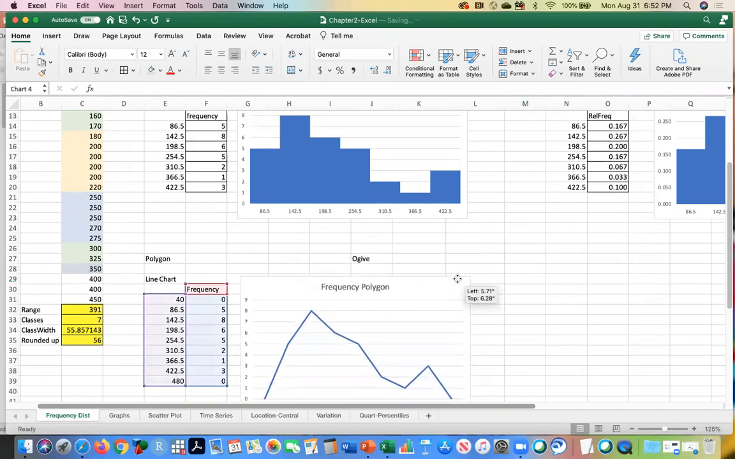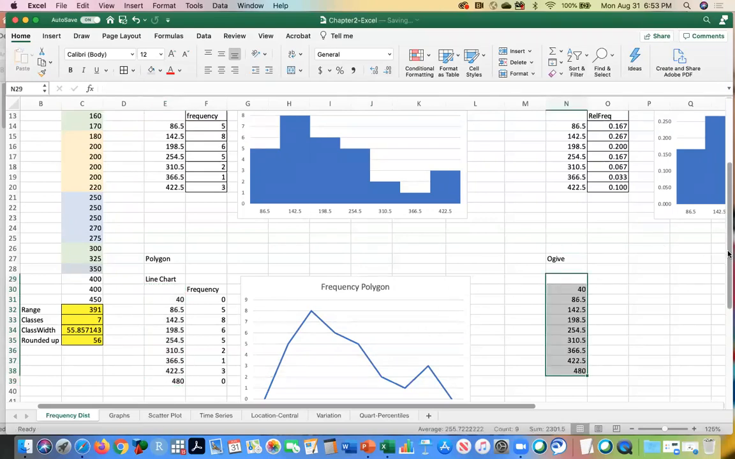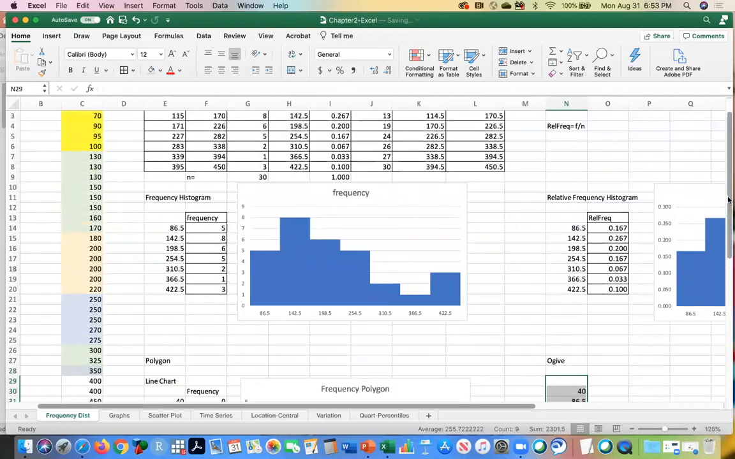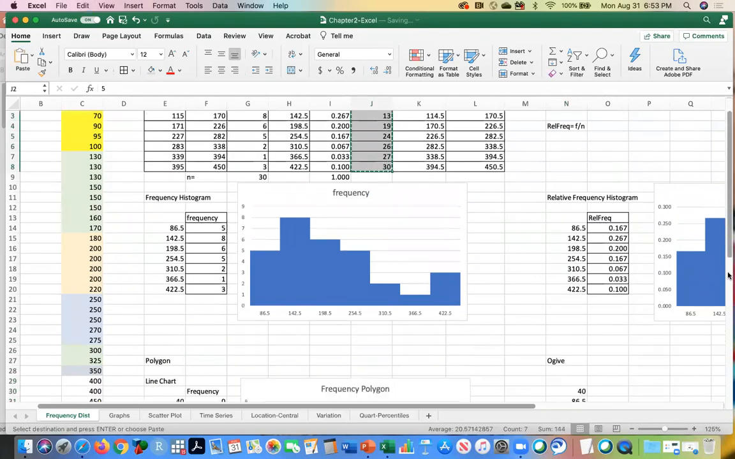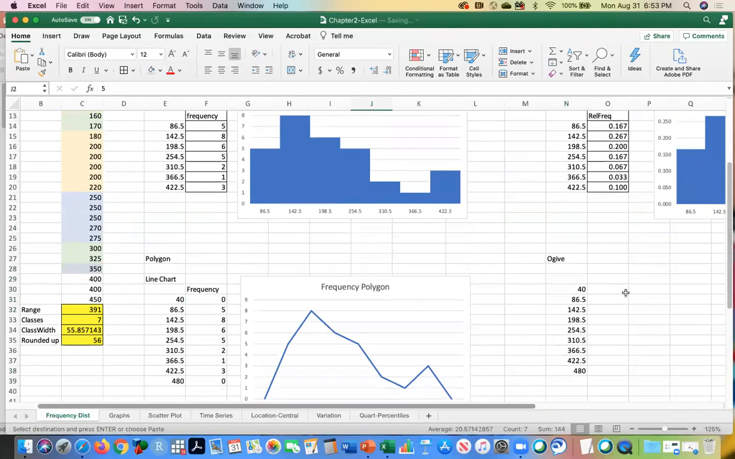The last one I want to show you for this is the so-called ogive. For the ogive, I'm gonna use also the midpoints, and I am gonna use the cumulative frequency. So I'm gonna copy, I'm gonna paste, oh, sorry.